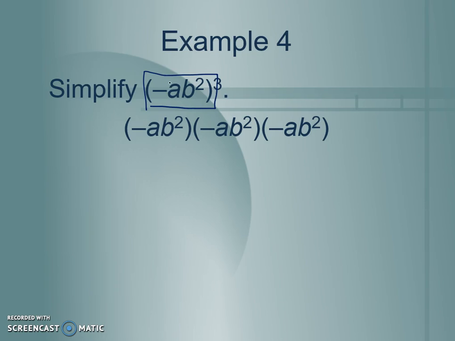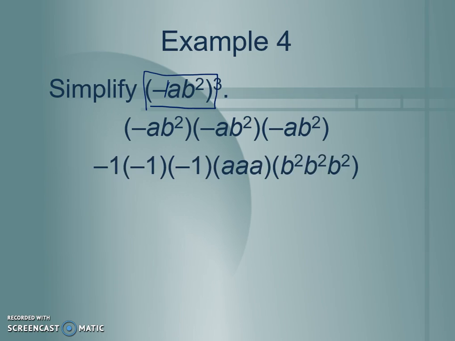Well, think about it. If we have a negative sign, that means there's an imaginary 1 there. So it's negative 1. So we have a negative 1 times a negative 1 times a negative 1. And then we have 3 a's and 3 b squareds. And then we can go ahead and combine. So negative 1 times negative 1 times negative 1 gives us a negative 1. Anytime there's an odd number of negatives, we always end up with a negative answer.